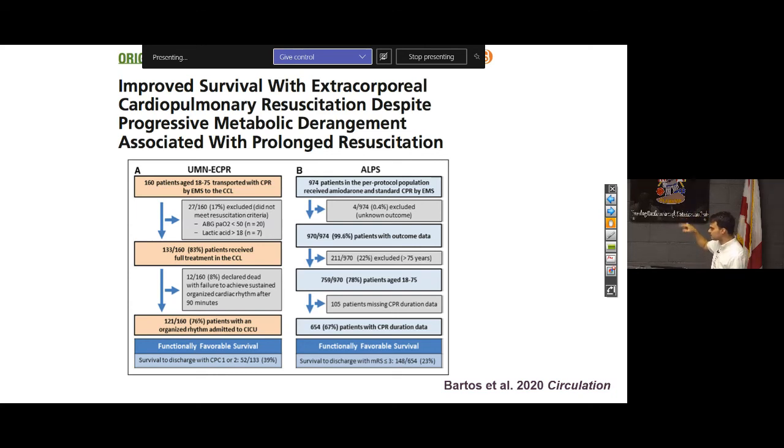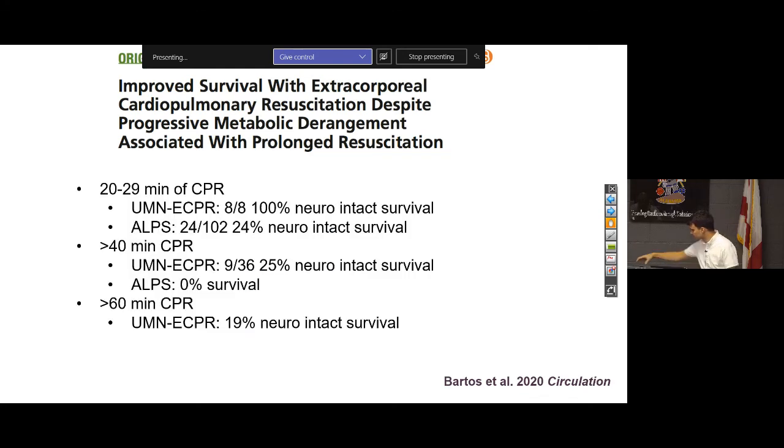on the left of the screen is the ECPR group. And on the very bottom, this is neurologically intact survival. So this is a CPC of 1 or 2. These are people that are functioning. CPC 1s are going back to work. CPC 2s, maybe not able to go completely back to work, but certainly meaningful life left. And it was 39% in this group compared to a historical group from the ALPS study, which is 23%. So a pretty large increase in neurologically intact survival.